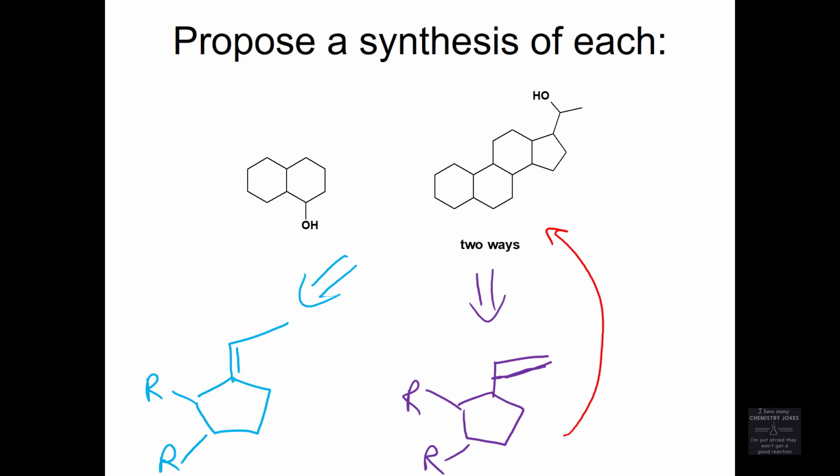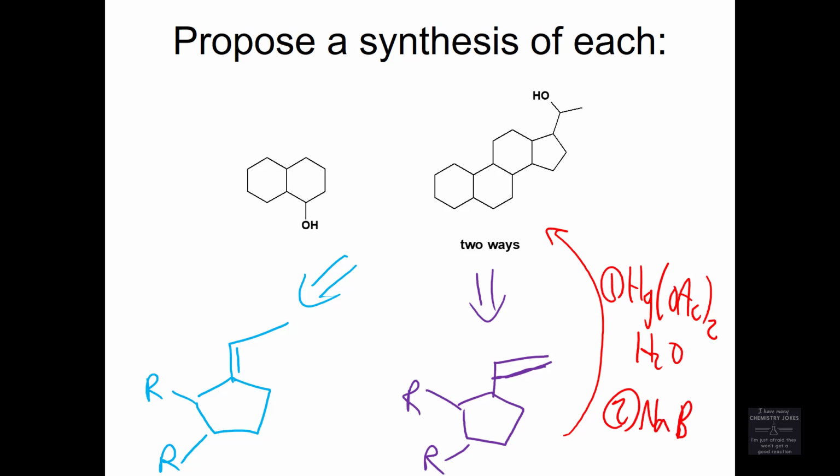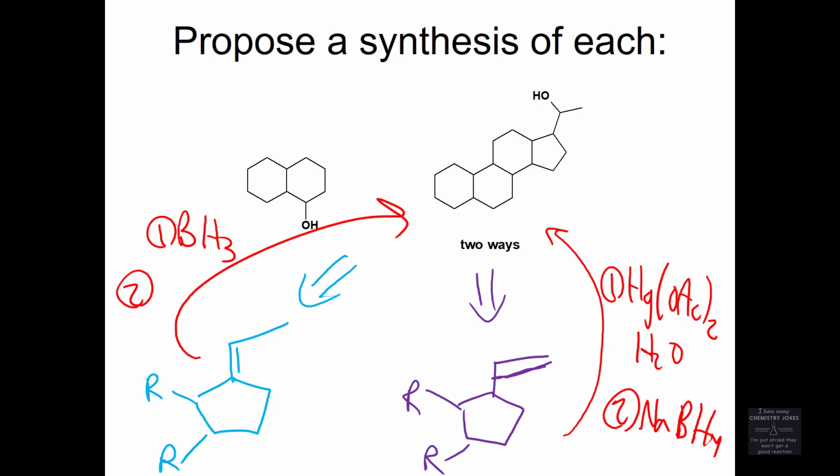Markovnikov. Do I have to worry about rearrangements with that purple? Uh-huh. That means I definitely need mercury and water and sodium borohydride to follow up. In the blue one, do I need Markovnikov or anti-Markovnikov? Anti-Markovnikov. The only reagent for that is boron, hydroxide, and peroxide.